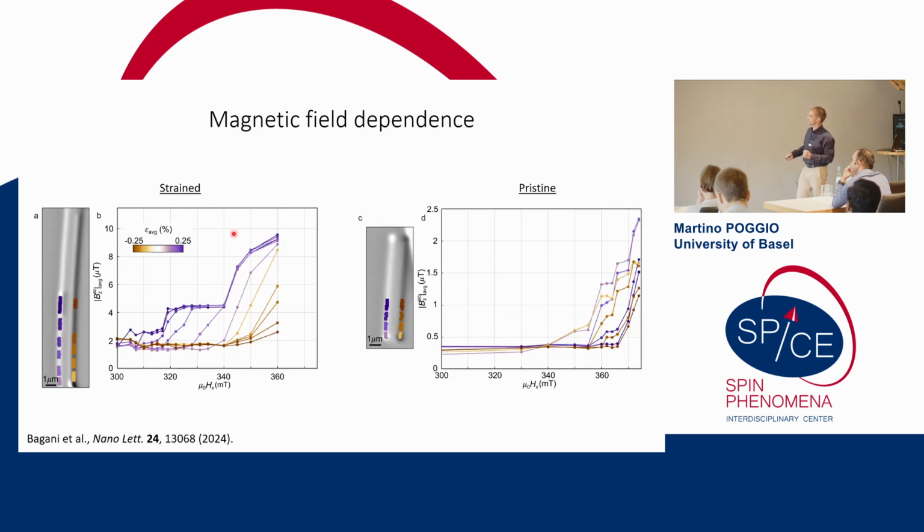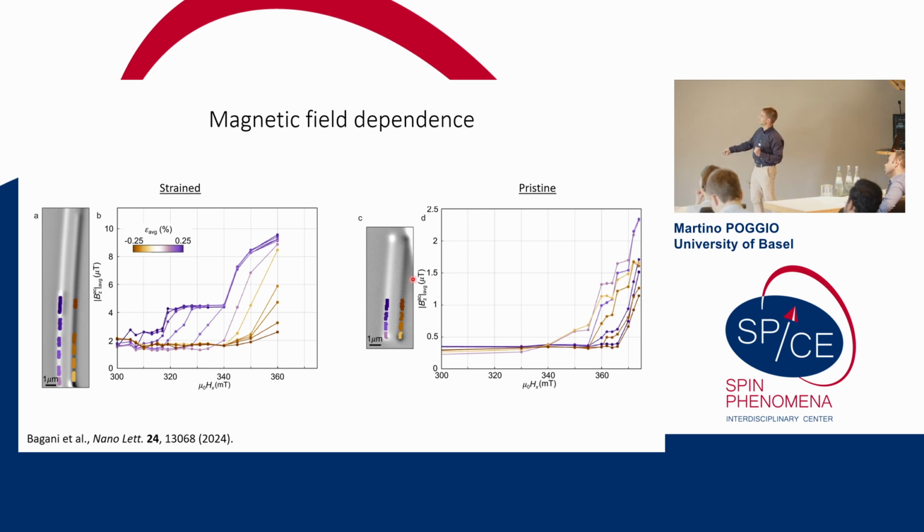You can also look at this in a different way, so you can essentially do local hysteresis loops, so you can park your tip in this region and plot as a function of the in-plane applied field how the stray field looks, and you can see here the flipping of one layer, two layers, and then multiple layers, and then if you go to a region of less tensile strain, you can see that this flipping happens later and later.